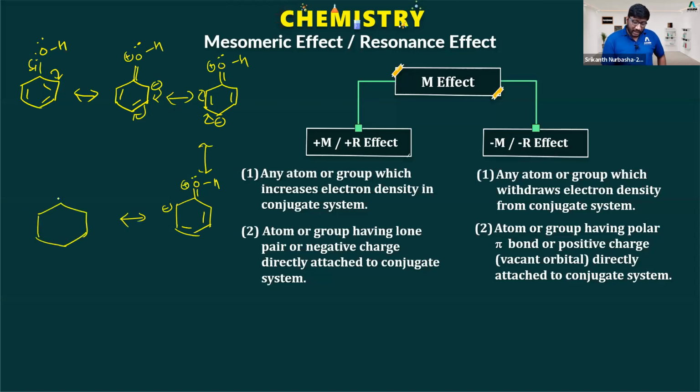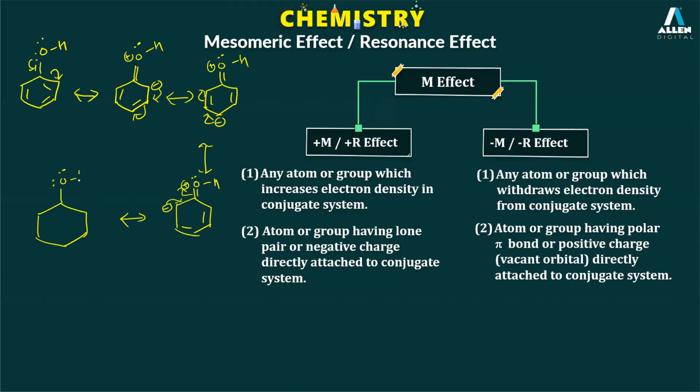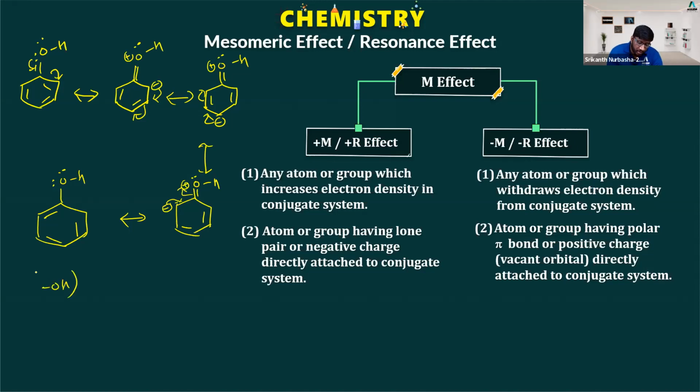And this OH is an electron donating group or electron releasing group? Electron withdrawing or donating? Electron donating, right? OH is actually releasing the electron density. It is an electron donating group, so it will have plus M effect or minus M effect? Any group or atom which increases the electron density in the conjugate system has plus M. Electron density in the conjugate system is increased by the OH group. So OH group is what type of group? Plus M group.